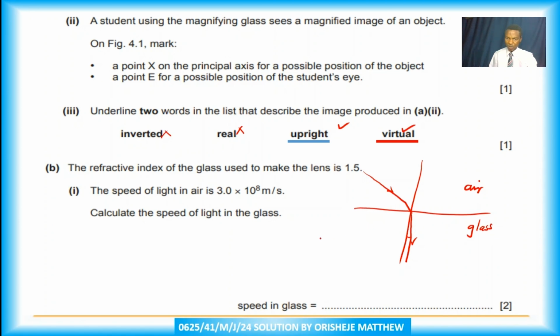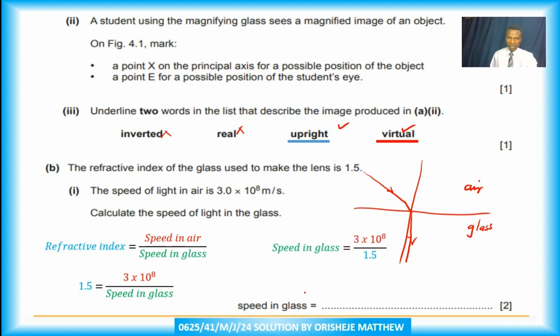So all right, let's do that. We have the refractive index is equal to the speed in air over the speed in glass. With that, make speed in glass the subject of the formula, and that gives the value of 200 million meters per second. I don't want to give further explanation so that the video will not be too lengthy, but I'm going to make another video to explain all this concept.